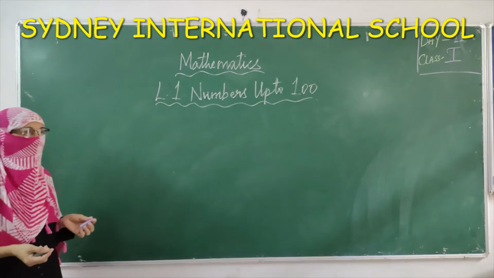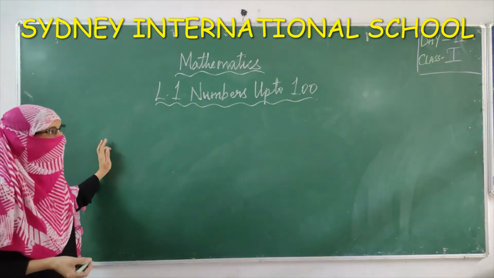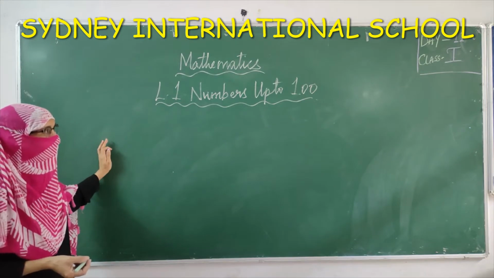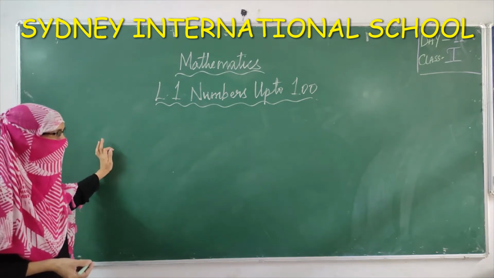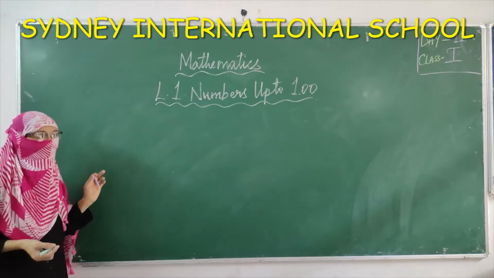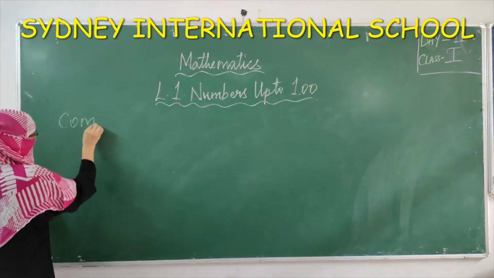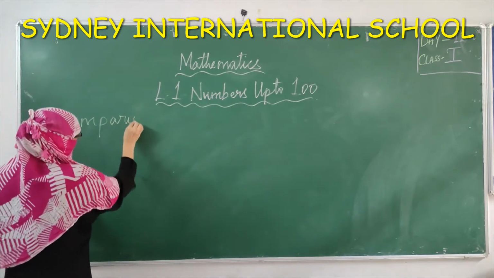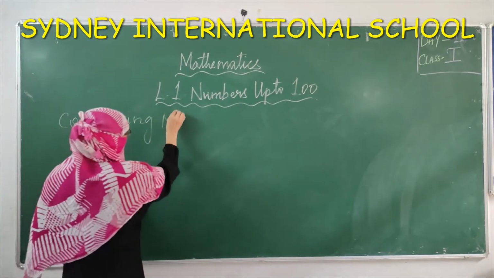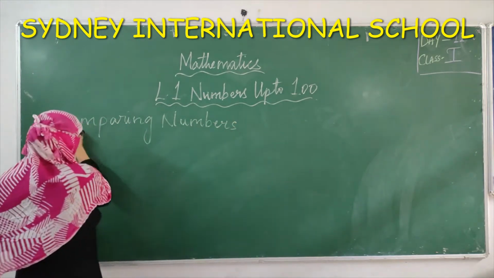In the previous class I taught you numbers, how to write the spellings, and I also told you to practice writing numbers 1 to 100. So I taught you what comes after, before, between. Today we are going to come to comparing. Comparing numbers.